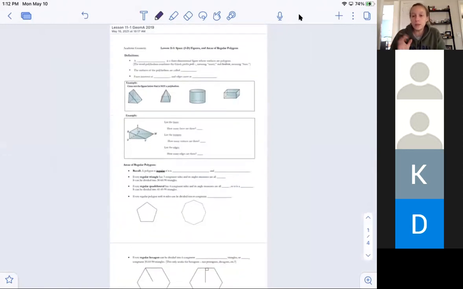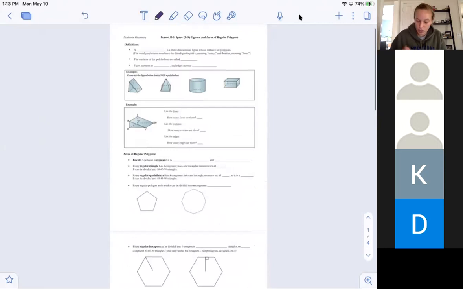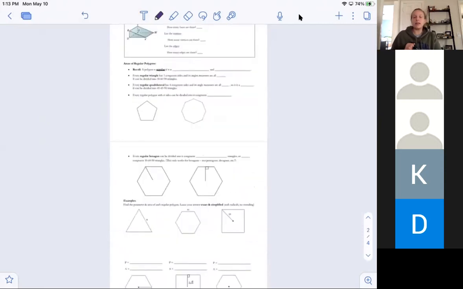What we're going to move into now is actually today's lesson 11.1. It's about 3D figures and areas of regular polygons. So what we're doing today is just basic. We're starting our 3D shape journey, but we're really focusing on how to find the area of shapes that aren't like parallelograms or triangles or trapezoids or anything. So just a regular polygon.